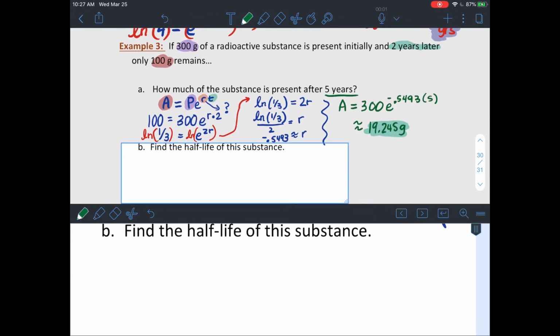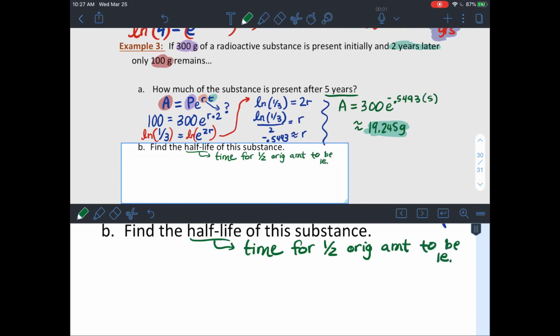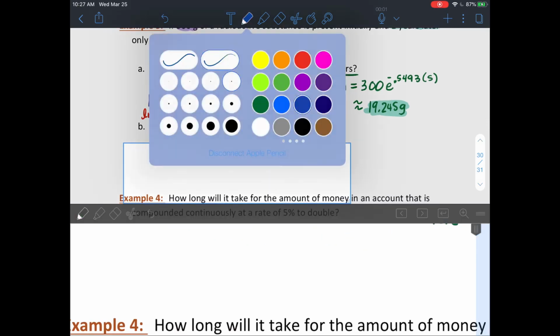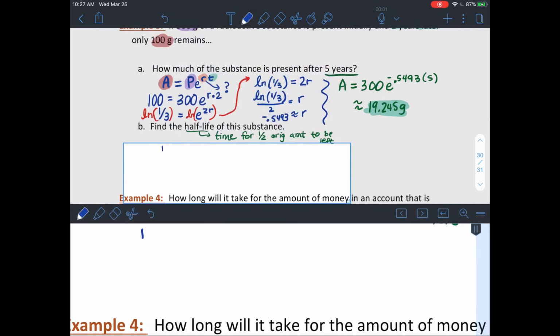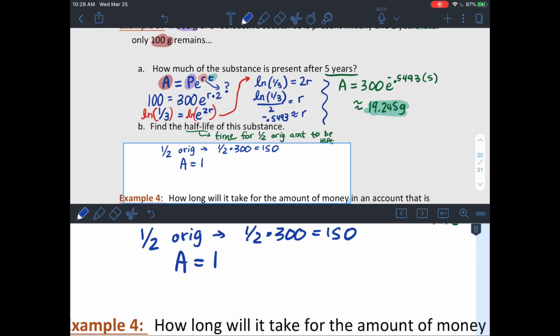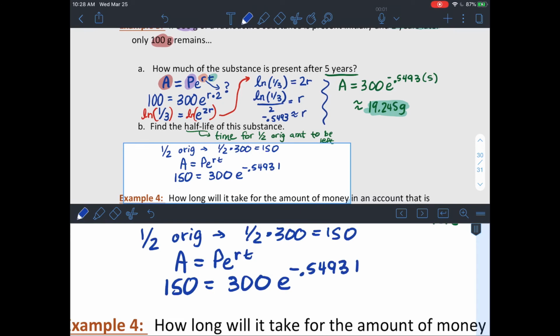Things we're interested in chemistry are sometimes the half-life of a substance, which is just the time that it takes for half of the original amount to be remaining. So I can solve this by figuring out what is half of my original amount. So if I started with 300 grams, half of 300 grams would give me that I'm looking for the amount of time it takes to get to 150 grams. So let's put in our equation 150 grams for our ending amount. When we start with 300 grams, still the same substance, so still the same rate of change there in our exponent.